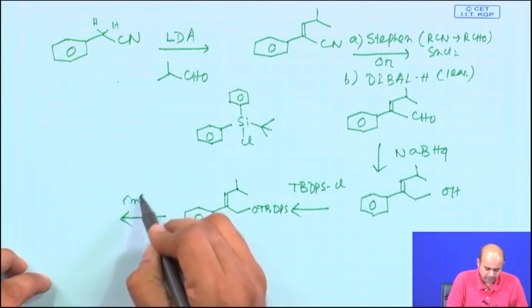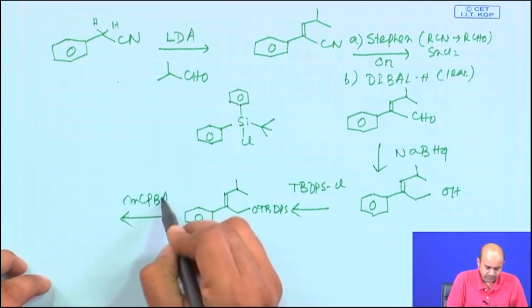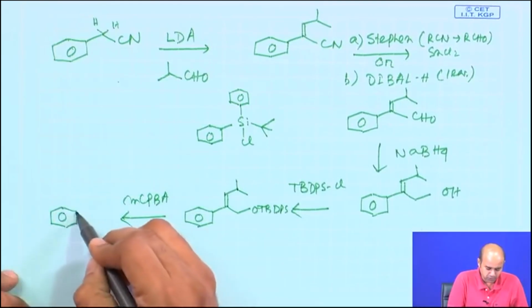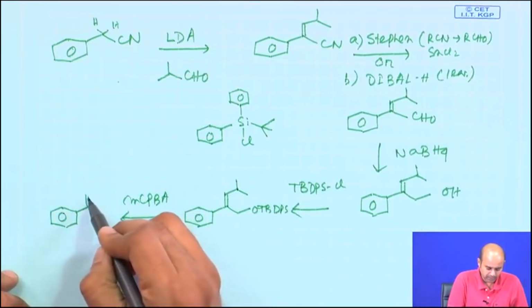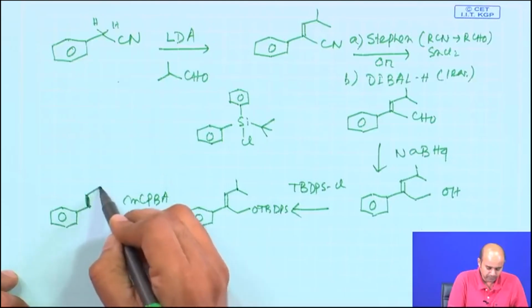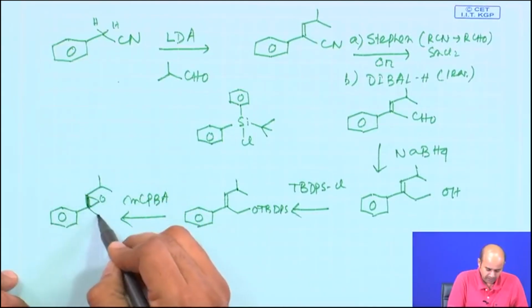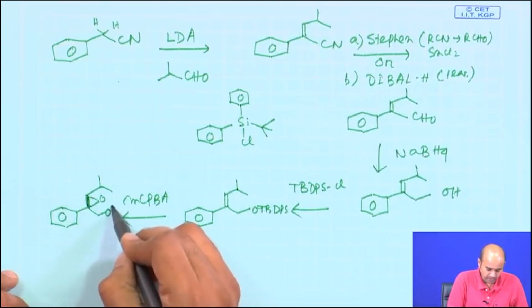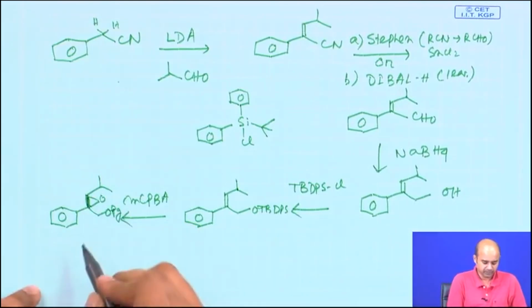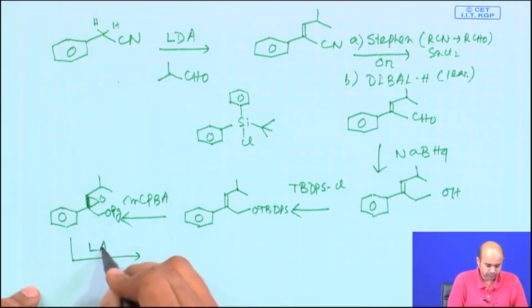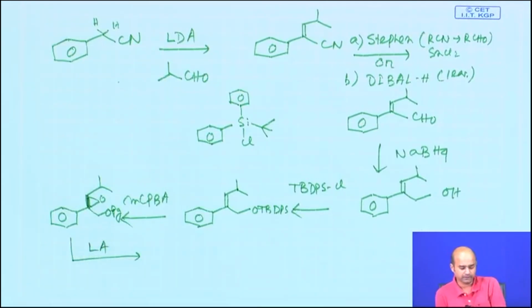You can do mCPBA mediated epoxidation here to get the corresponding epoxide, which will next be subjected to Meinwald rearrangement. So, now we have this epoxide and this O, let us say PG, OPG. Meinwald rearrangement, as I said, normally you treat with a Lewis acid.